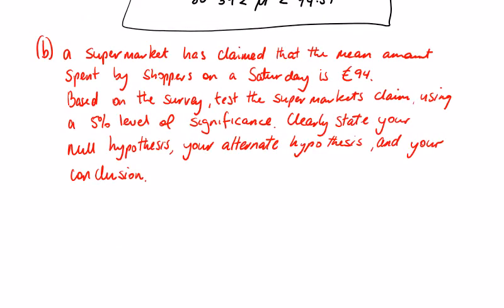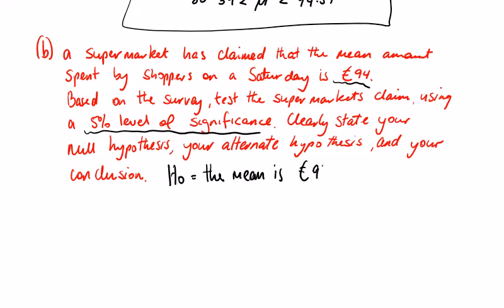Part B of this question: a supermarket has claimed that the mean spent by shoppers on Saturday is €94. Based on the survey, test the supermarket's claim using a 5% level of significance. We're testing €94 and clearly state your null hypothesis, your alternative hypothesis, and your conclusion. So we'll take our null hypothesis, H0, to be what they've said. The mean is €94. The alternative hypothesis is that the mean is not €94. You could write not equal to as well.